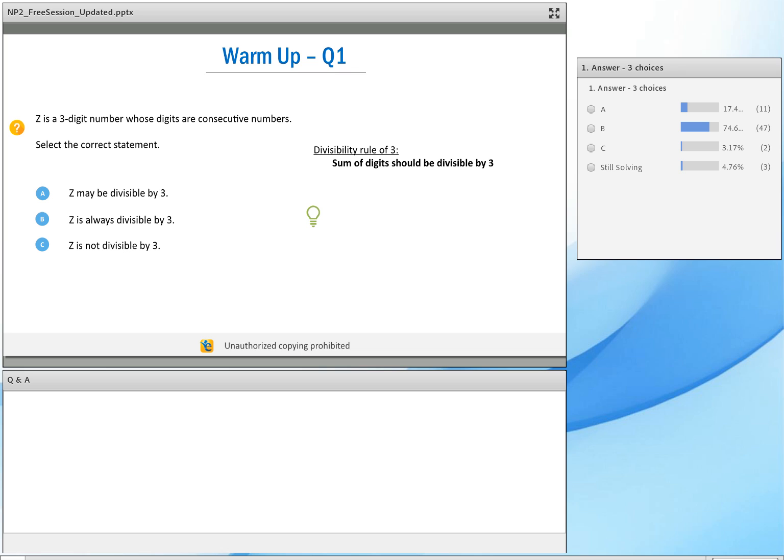The divisibility rule of 3 is that the sum of digits should be divisible by 3. So what's given to us is that z is a 3-digit number whose digits are consecutive numbers. So what's the sum of digits of z? Let's call the digits x, x plus 1 and x plus 2. Why? Because they're consecutive numbers. So the sum of digits is x plus x plus 1 plus x plus 2, or in other words 3x plus 3. Take 3 common, it's 3 times x plus 1.